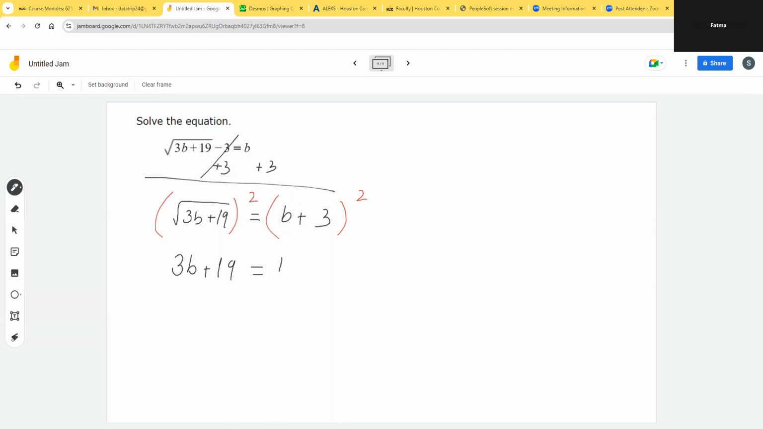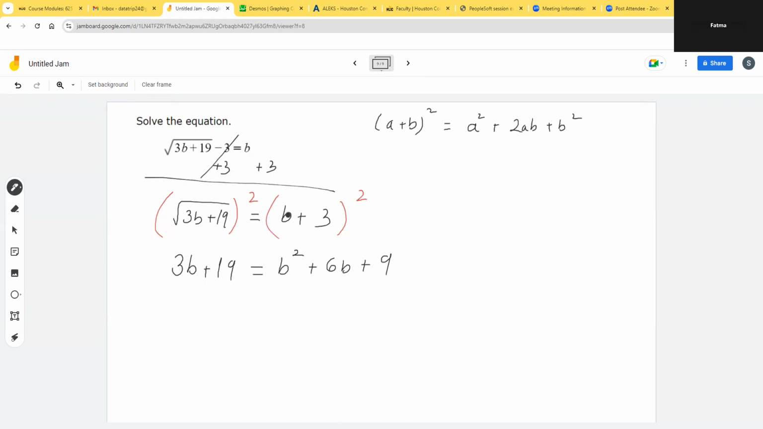Square the first one, b squared. Multiply them, b times 3 is 3b. Always double them, which becomes 6b. And then square the 3, which becomes 9. Let me put the formula here. Whenever you are squaring a plus b, the formula is a squared plus 2ab plus b squared.